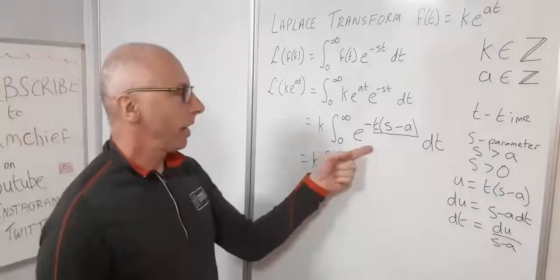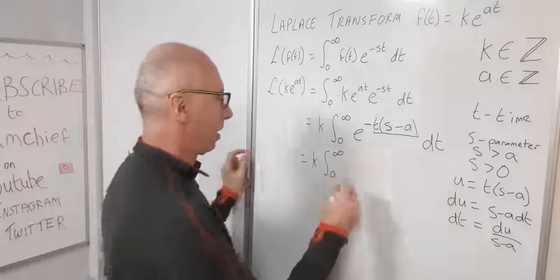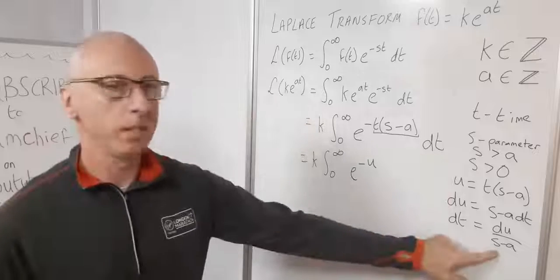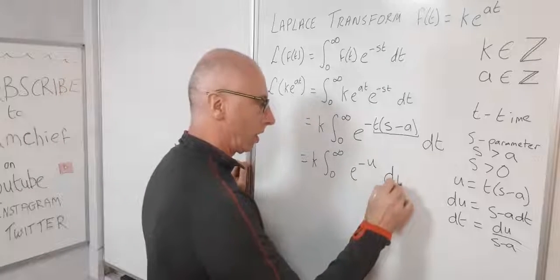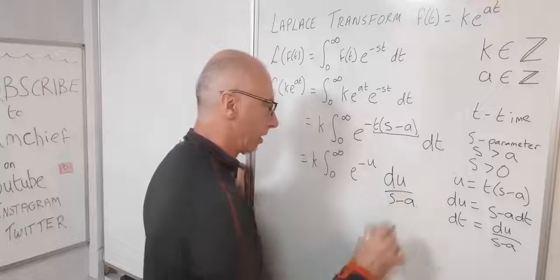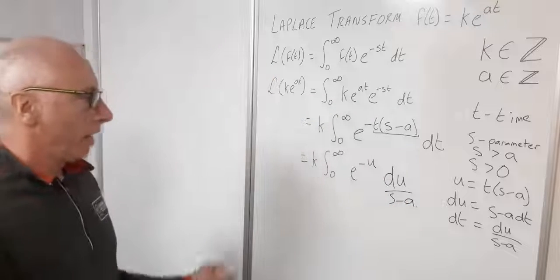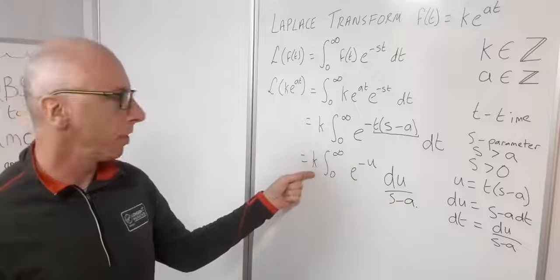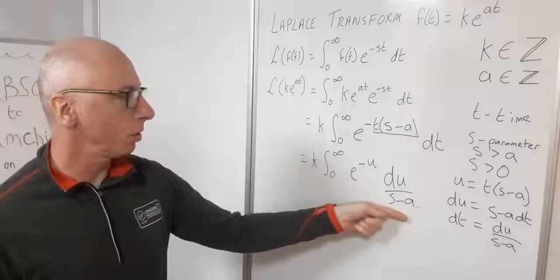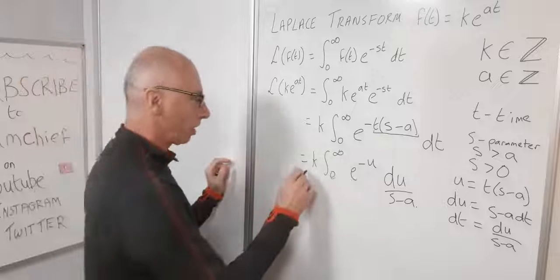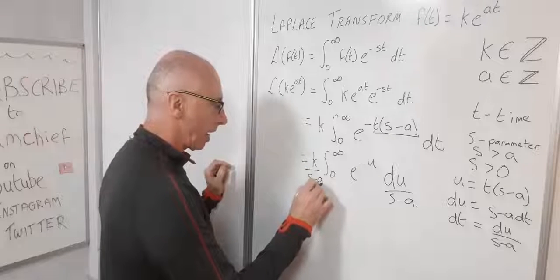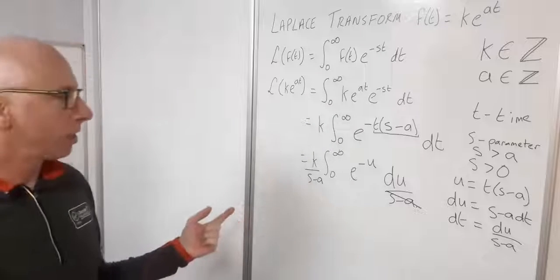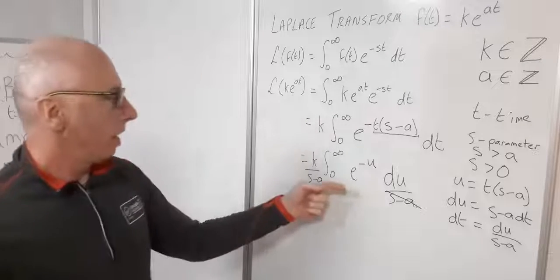Okay, so now e to the minus t times s minus a becomes e to the minus u, and my dt is simply du over s minus a. Just a little bit of simplification here. My s minus a I can bring out the front. If I'm integrating with respect to u, this is just going to become a constant. So I take my s minus a out. Now I'm ready to set up my integral and find the result.